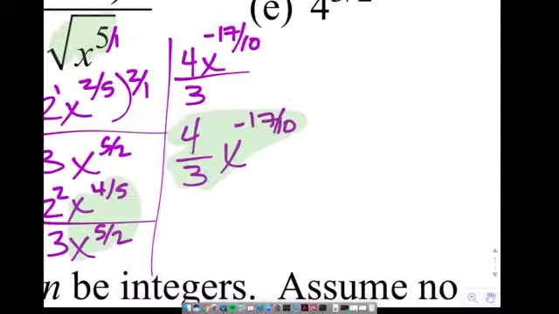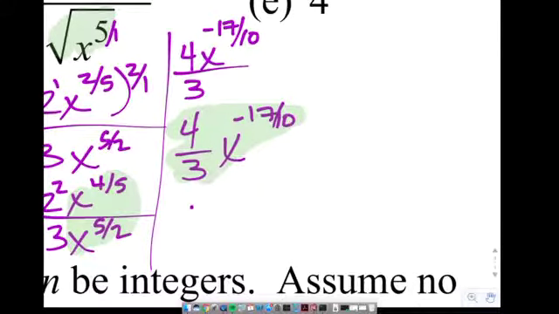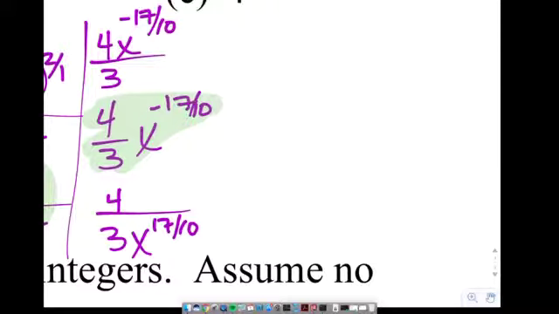The negative. Now, ideally, you'll be able to just get rid of both the negative and the fraction in one step. If you're not there yet, I'll show you the baby steps. It'll be 4 over 3 x to the positive 17 tenths, bringing it down the factor, not the term, and changing the sign. And now I need one more column, 4 over 3.